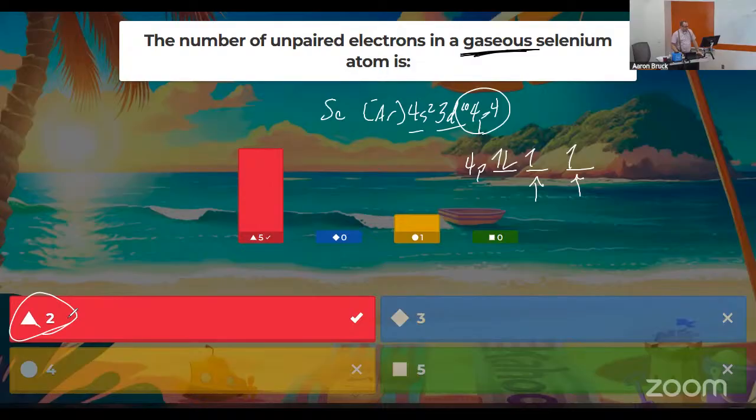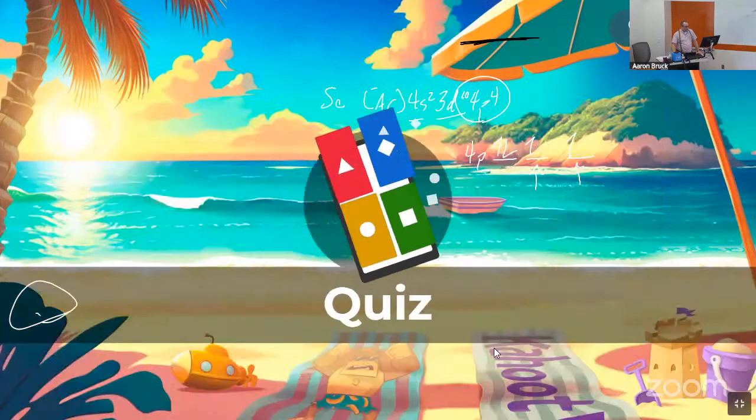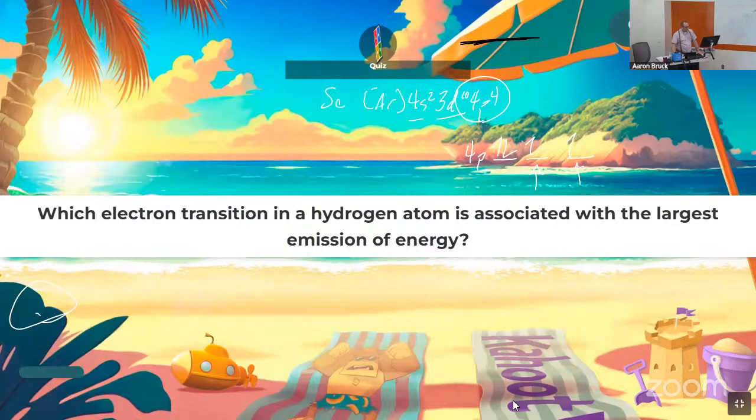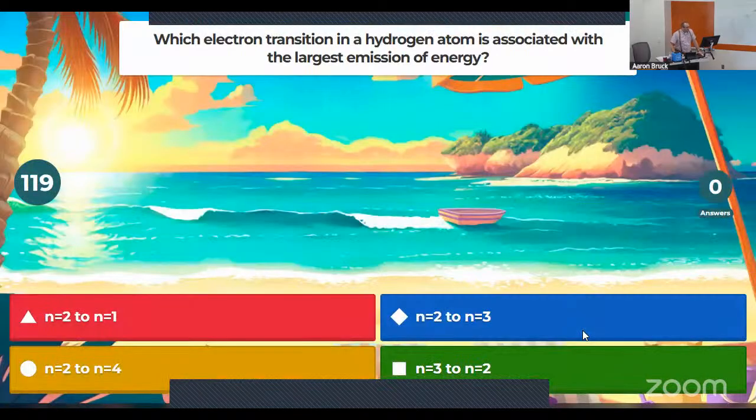All right, questions here? All right, which electron transition in hydrogen would have the largest emission?